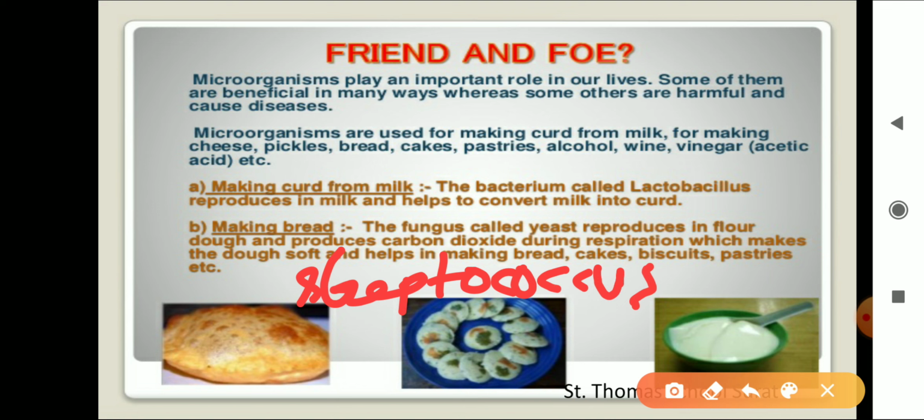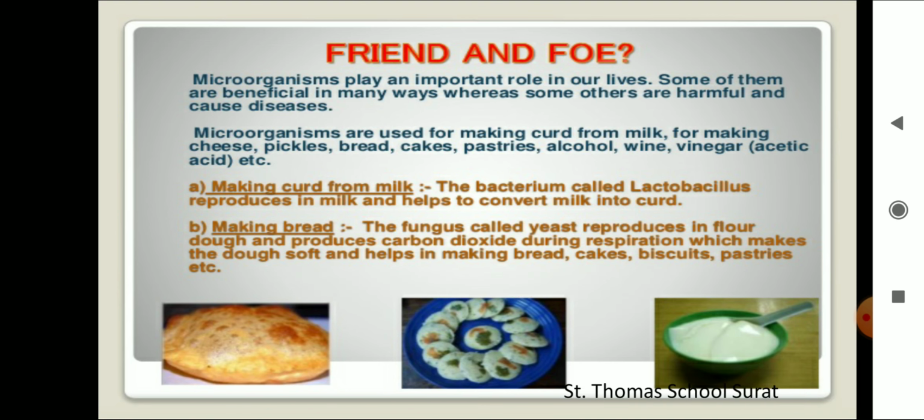Then for making bread, what do we use? We use yeast. Yeast reproduces rapidly, producing what? They produce carbon dioxide during respiration. As more and more carbon dioxide is produced, the dough rises in volume also, right? This is the reason yeast is used in the baking industry for making breads, pastries and cakes.